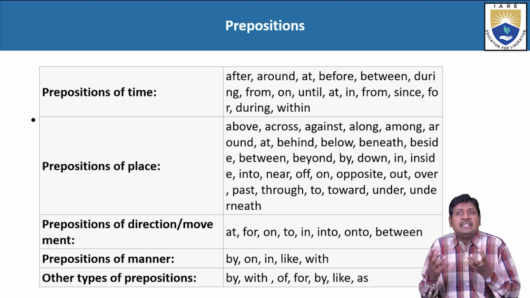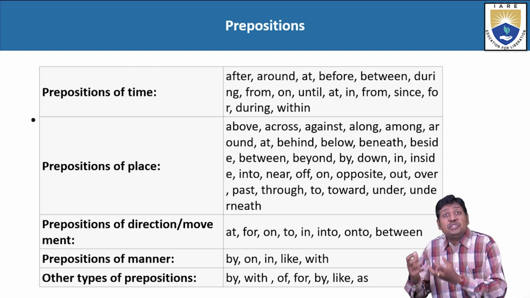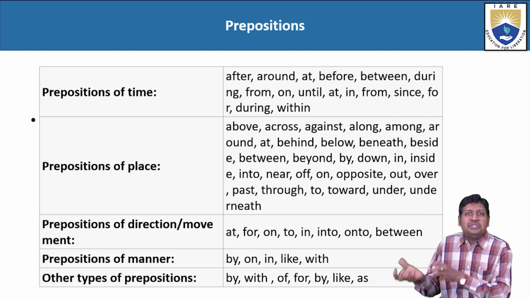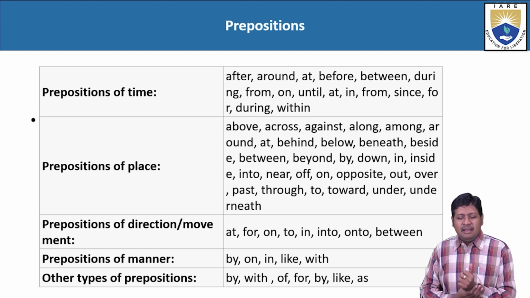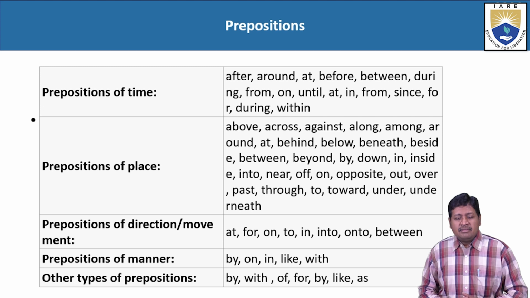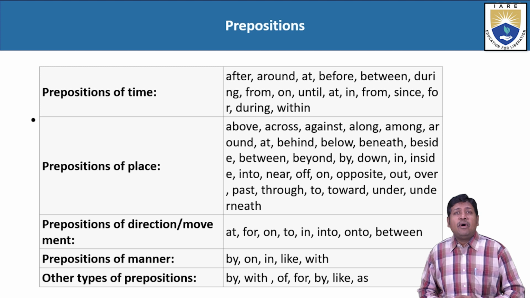The duration that is in progress is mentioned with the preposition during. Duration, during. All right? Okay. Then, after, around, these are also used. For example, after 2 p.m., around 2 p.m., at 2 p.m., and then, on Sunday, on Monday. So these are some of the prepositions of time.